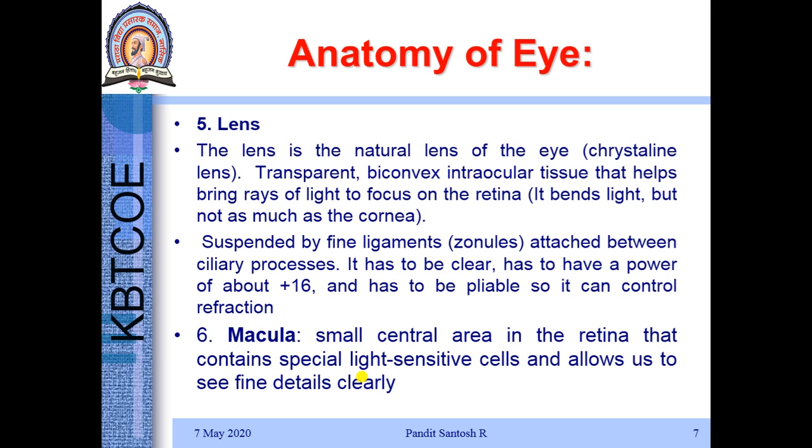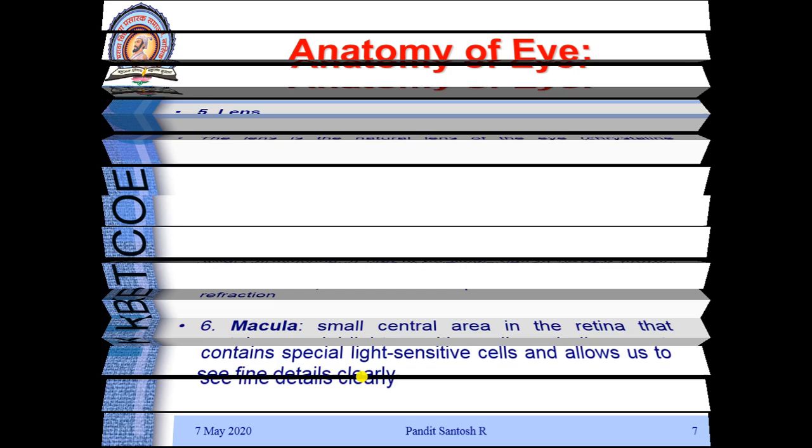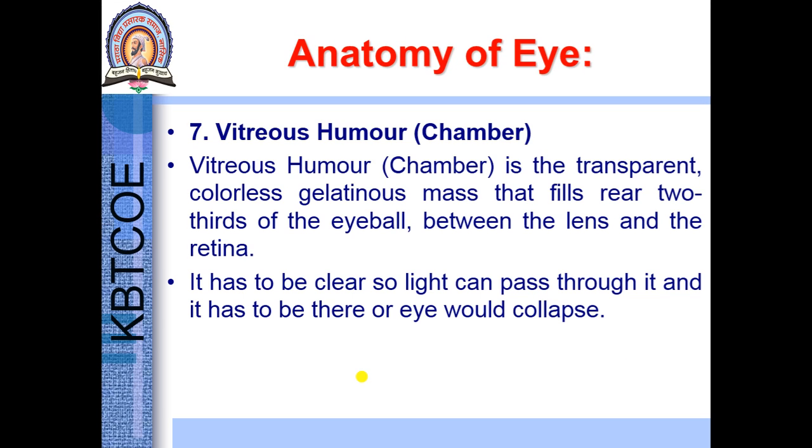Macula. Macula is a small center area in the retina that has special light sensitive cells. Then in the middle we have the vitreous humor. It's a transparent colorless gelatinous mass. It covers two-thirds of the eyeball between the lens and retina. It is very clear. It has to be clear because light passes through it and falls on the retina.